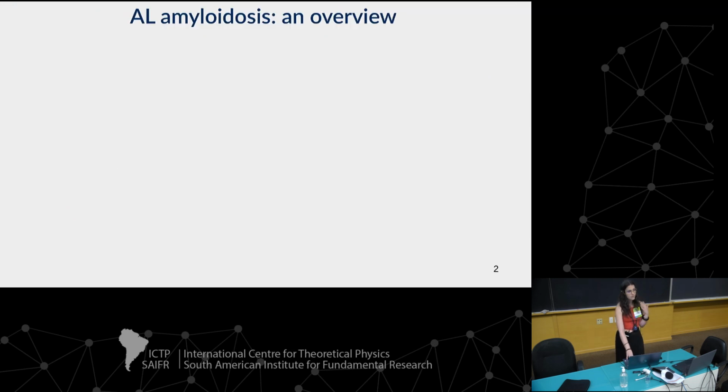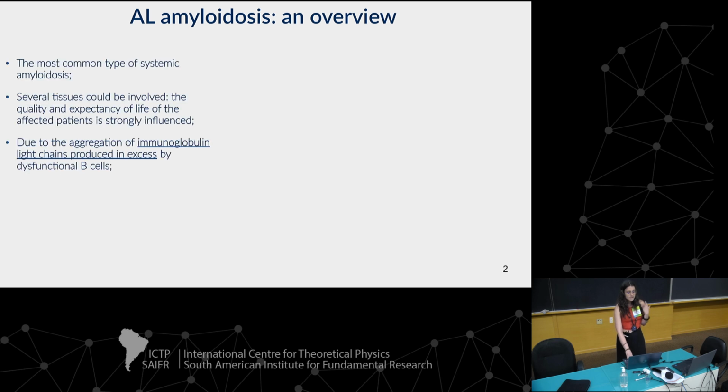Before I go deeper into the details of this part of the work, I will provide a small overview of the disease we're talking about. Antibody-antigen amyloidosis is the most common type of systemic amyloidosis, which means that several tissues could be involved, strongly affecting the quality and expectancy of life of the affected patients, especially because of the deposition of fibrils in important organs such as the heart and the kidney, which will go to failure. It is due to the aggregation of overproduced light chains by dysfunctional B cells.